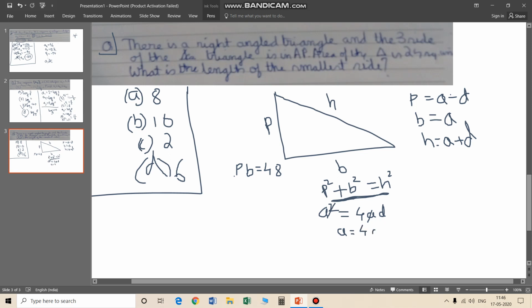Now we got what I told you first, that the triangle is of the form 3D, 4D and 5D, and the answer is basically 6. The final step is to multiply 3D and 4D, it's 12D square is equal to 48.